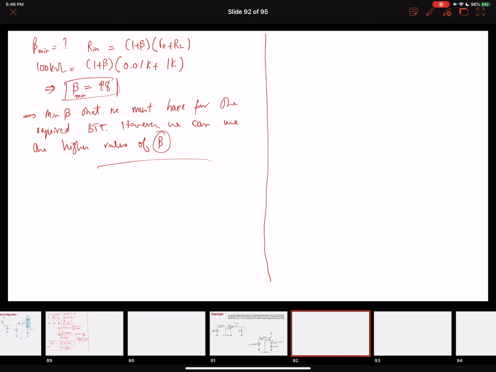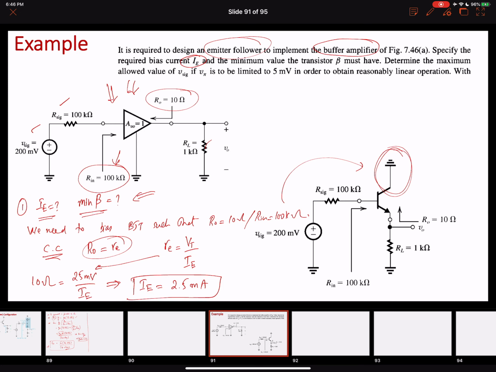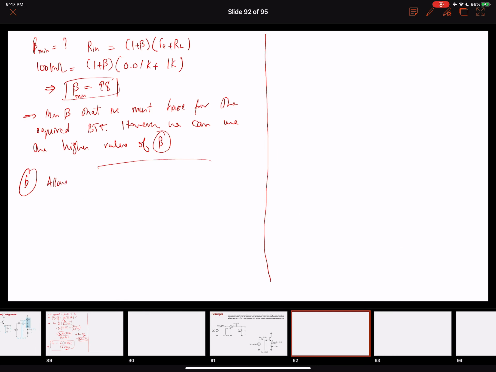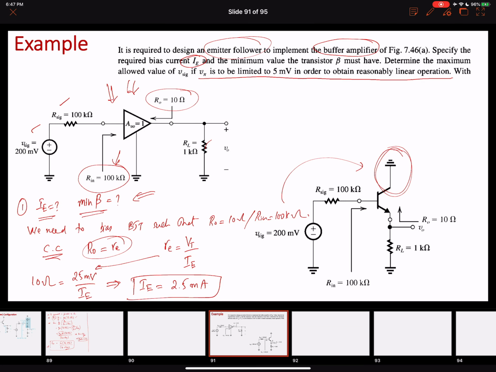All right, now let's solve the second part of this problem, which is: determine the maximum allowed value of Vsig if V pi is to be limited to 5 millivolts in order to obtain reasonably linear operation. What we are interested in finding out is the allowable V signal value such that our V pi equals 5 millivolts, and I guess we already know the value of RL. I thought it was provided in the question.